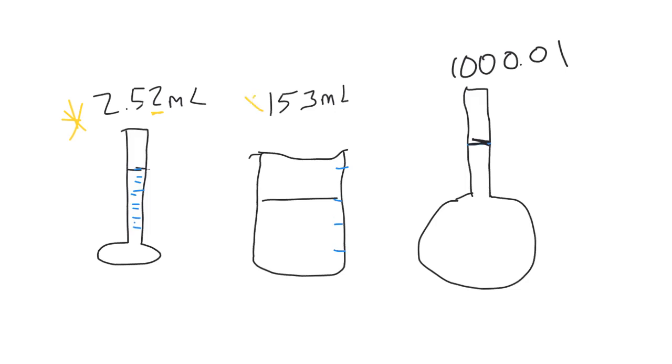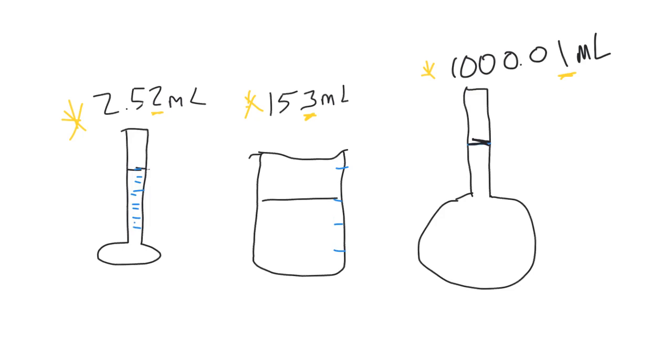I've got a beaker right here that was measured to 153, and this last digit was estimated there. So I know that I've got 153 milliliters, or I know I've got 150 for sure, and I estimated to 153. And then this last one right here is called a volumetric flask, and it's the bulb, and it's got a very, very precise line on there. That's going to tell me that I have exactly 1,000 milliliters, and it's going to estimate to the 0.01. It's very precise, and so I'm going to get that last little decimal place.